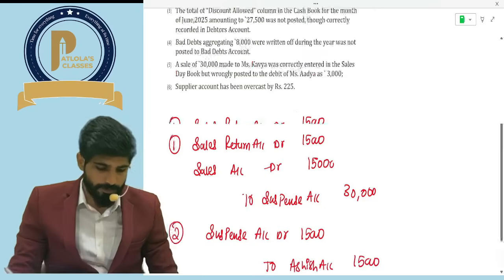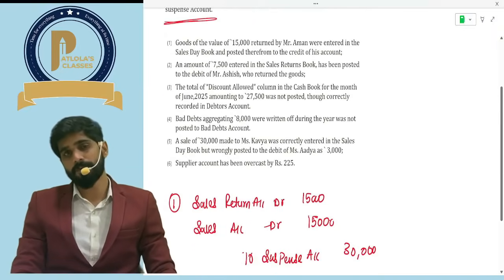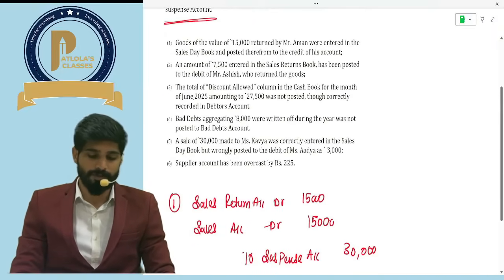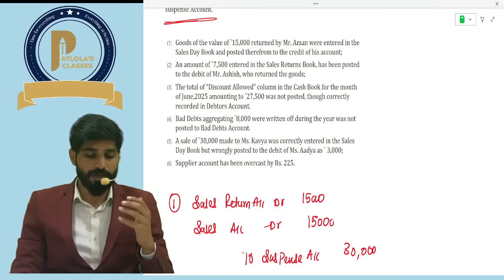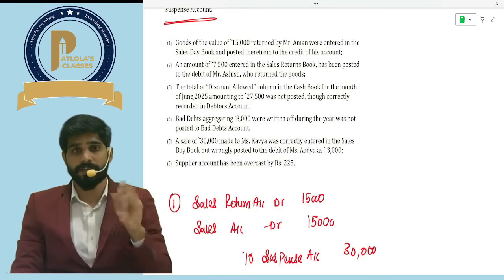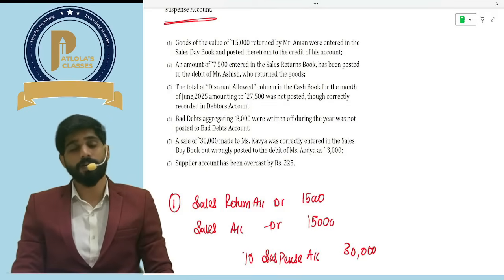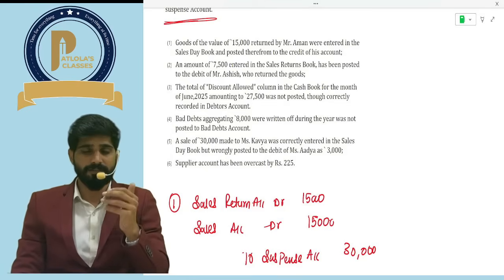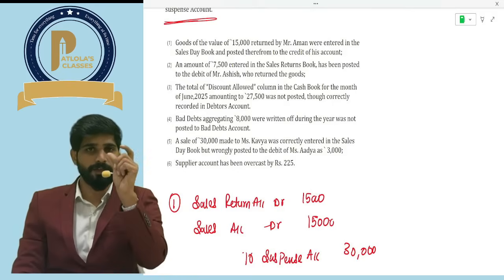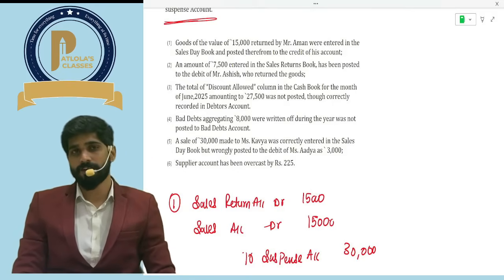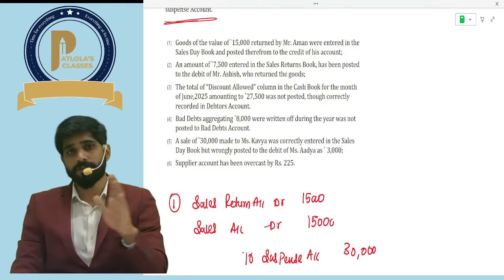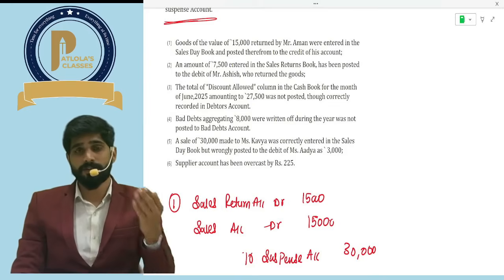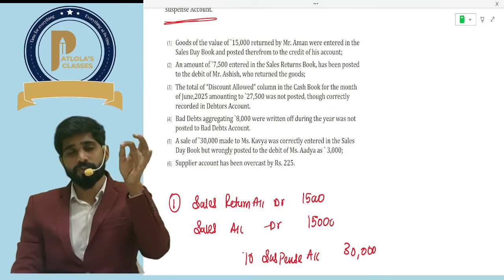Chalo, come to the third one. Coming to the third one, the total of discount allowed. Guys, discount allowed in the sense debit balance in the cash book for the month June 2025 amounting to 27,500 was not posted, though it was correctly recorded in debtors. So can I say it is one-sided error? It is not taken in discount allowed. Discount allowed will usually have debit balance. In the debit balance, since they have not taken, trial balance mein debit will be less by 27,500, which we will put it to suspense. So suspense will have a debit balance of 27,500. Now that we are cancelling, suspense should be credited and we need to actually debit discount allowed.